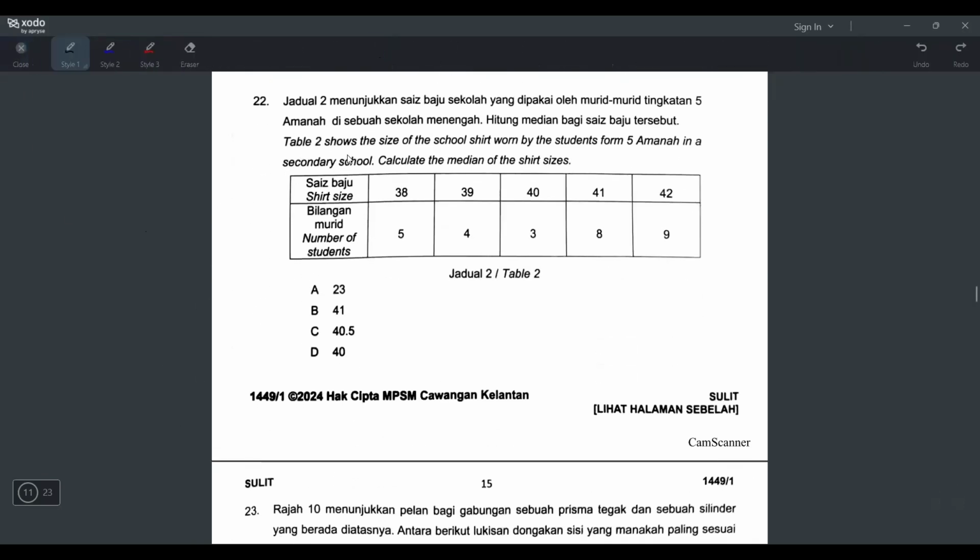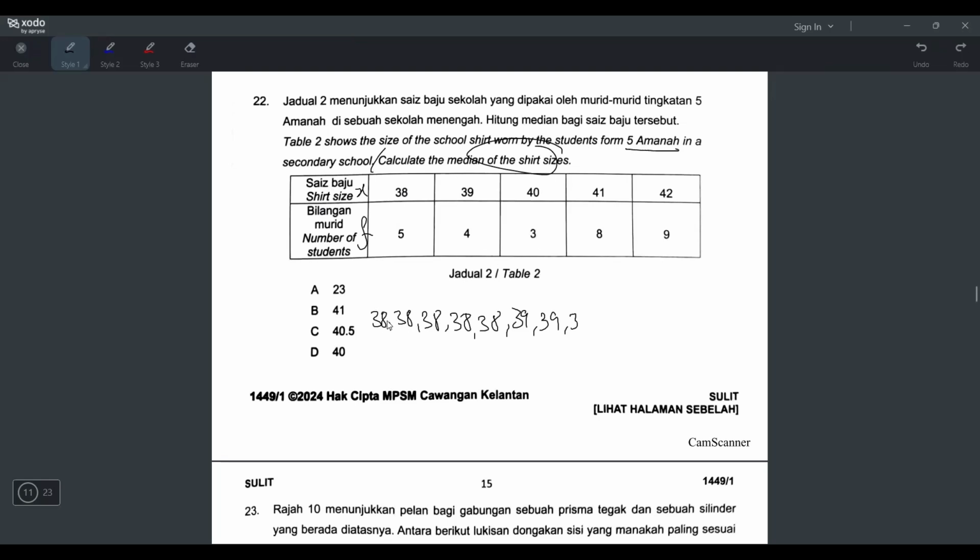Okay, let's do 22. Table 2 shows the size of school shirt worn by a student from 5 Amana in a secondary school. Calculate the median of shirt size. Median means you are trying to find the middle number. Okay, this is the frequency. Number of student is the frequency. And then shirt size, this is the data. So I'll call it X. So what this means is 38, 38, 38, 5 times. 38, 38. And then continue. 39, 39, 39, 4 times. But takkanlah you nak buat macam tu, right? There's so many numbers, right? It's very slow.